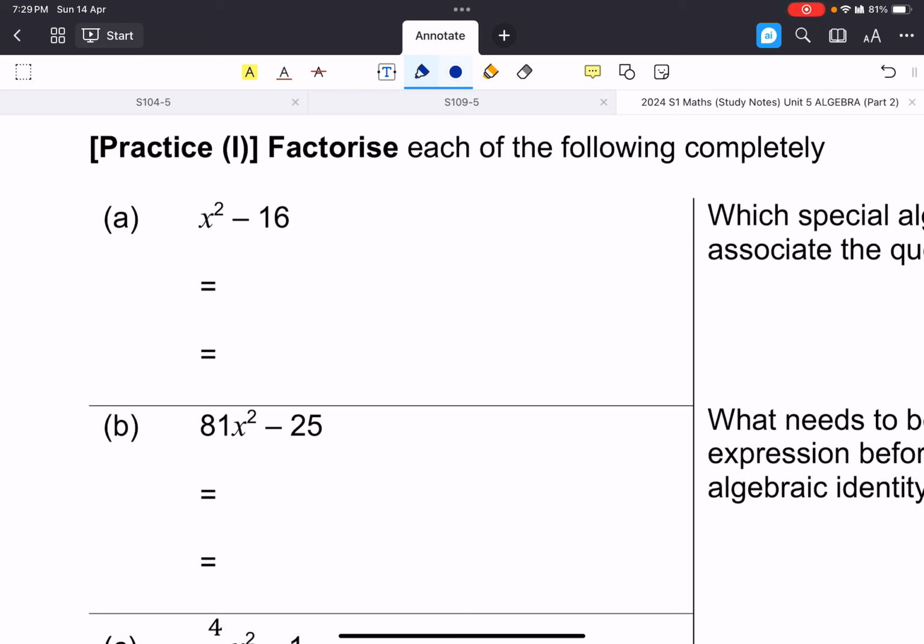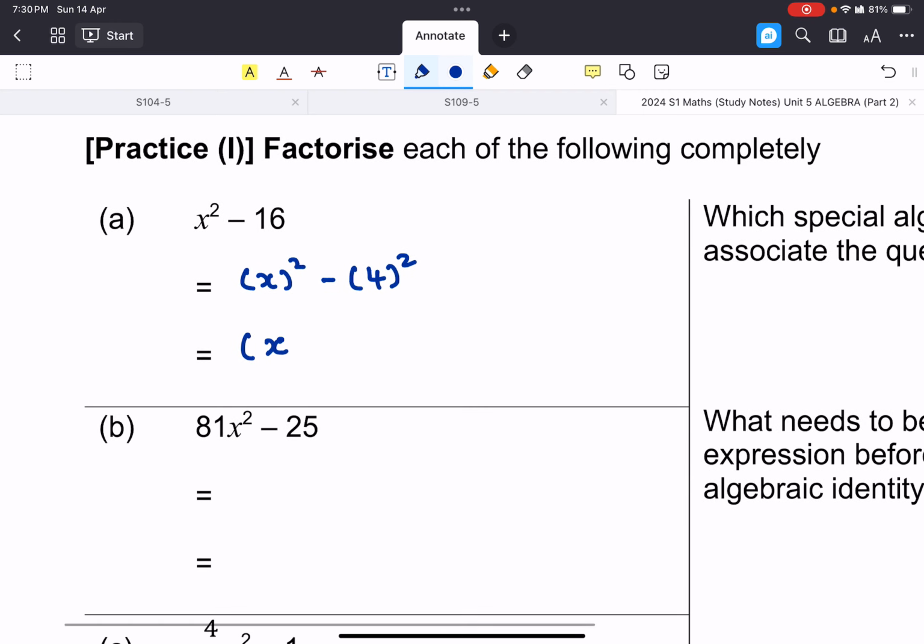If you know your identity very well, you know that this gives us x squared minus 4 squared, right? So this is a scenario where we have a squared minus b squared. That means it's going to be a plus b, a minus b. So in this case, it will be x plus 4 and x minus 4. And we are successful. See, it doesn't take too long. So this is useful, right? If you know your special identities well, you can factorize these cases very, very quickly.